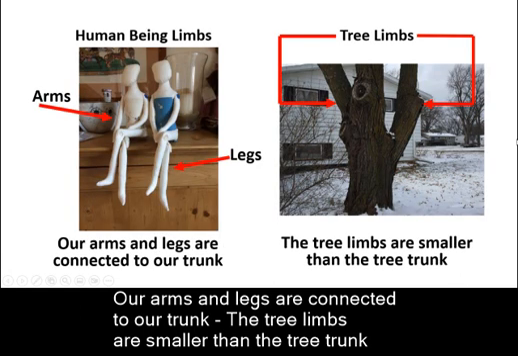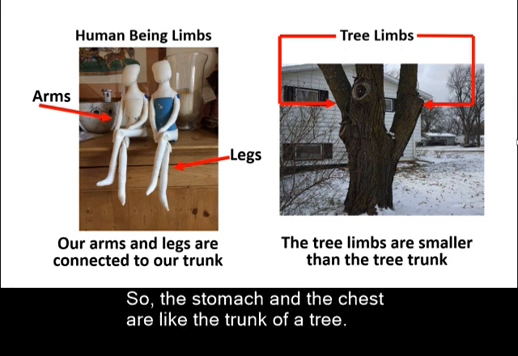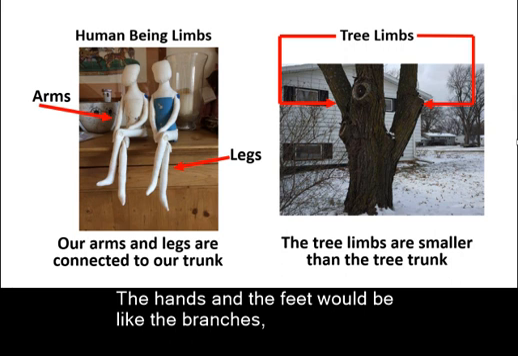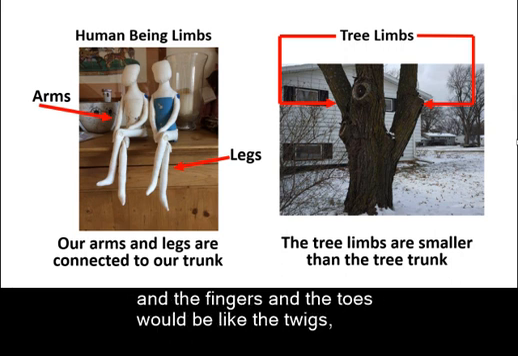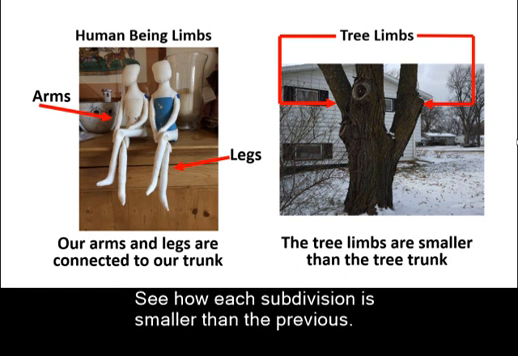Our arms and legs are connected to our trunk. The tree limbs are smaller than the tree trunk. The human body is subdivided like the trunk of a tree, so the stomach and the chest are like the trunk of a tree. The limbs would be like the legs and the arms. The hands and the feet would be like the branches, and the fingers and the toes would be like the twigs, and finally the fingernails and the toenails would be like leaves as they continually grow. See how each subdivision is smaller than the previous.